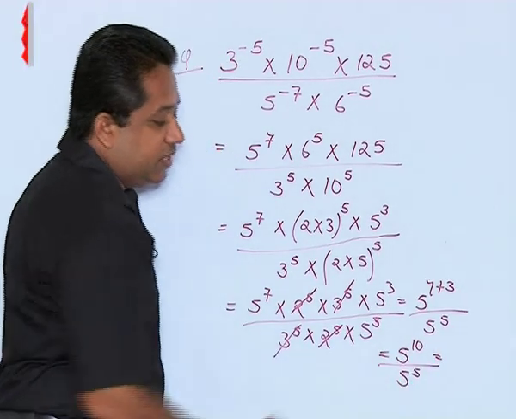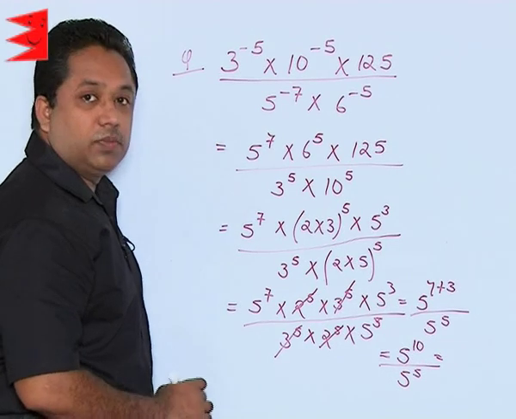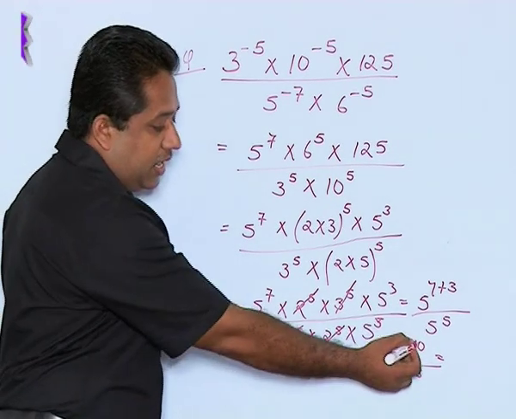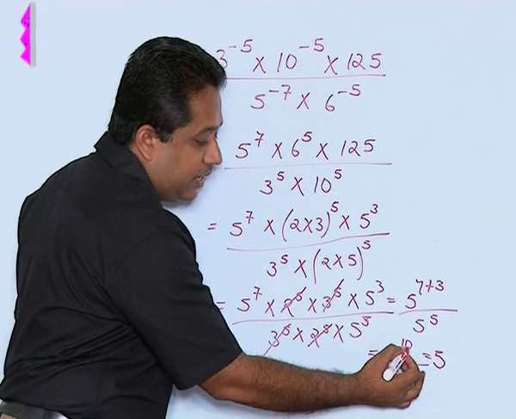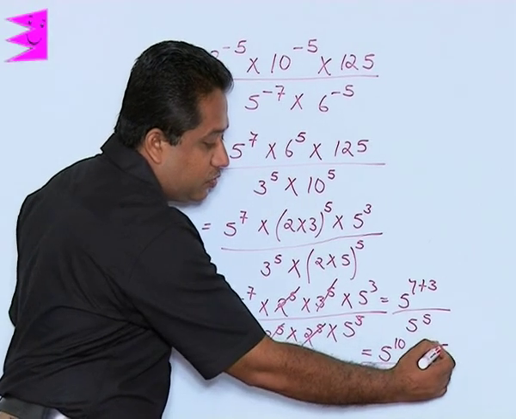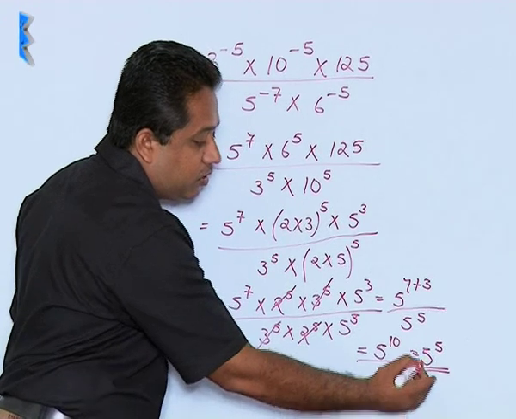Now laws of exponents, x to the power a upon x to the power b is x to the power a minus b. So the final answer we are going to get is 10 minus 5. So the answer will be 5 to the power of 5.